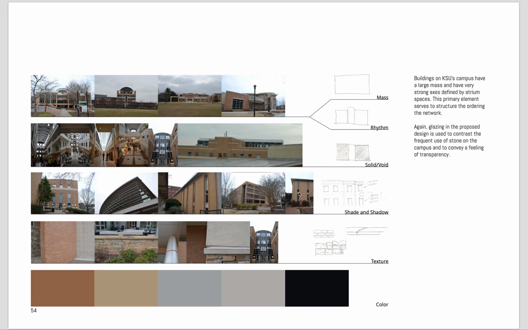Shade and shadow was a little bit different too. They tended to have narrow windows, a different rhythm than, say, the rhythm at Southern Poly. The materials were also quite different: bricks and stone and stucco.